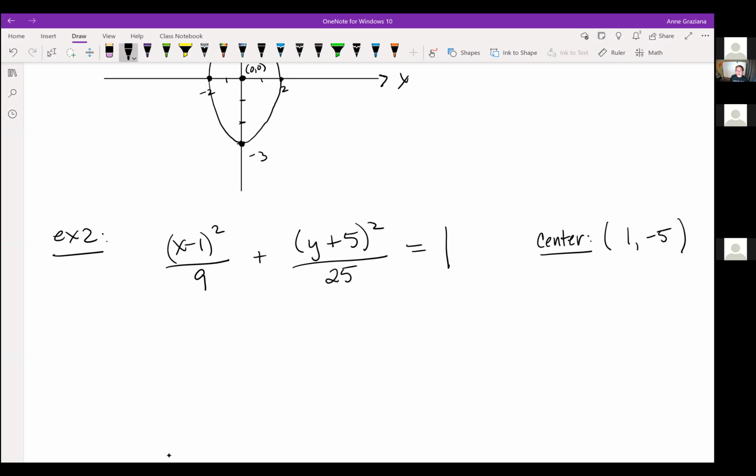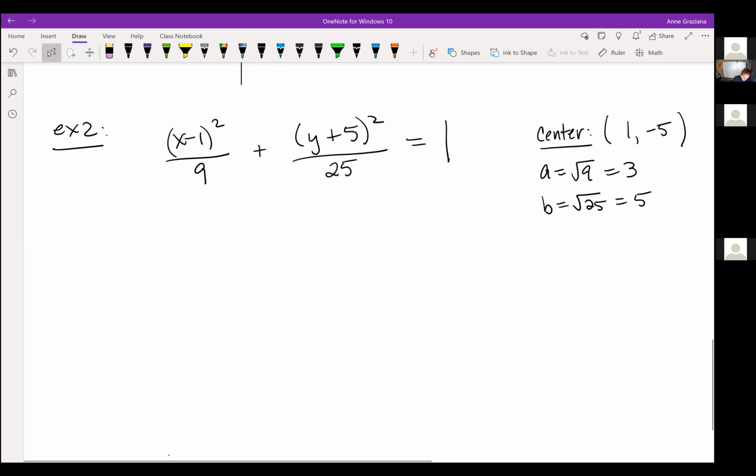It works the same as the parabola, because actually parabolas are conic sections too. I didn't go into that, but it's the same way. So it's the opposite of what you see in there. So minus is standard form, so you just pull off the 1, but plus 5 is really minus a negative 5. So it'll be a negative 5. Now a is the number underneath the x term. So that's going to be the square root of 9, which is 3. And b is the square root of 25, which is 5.